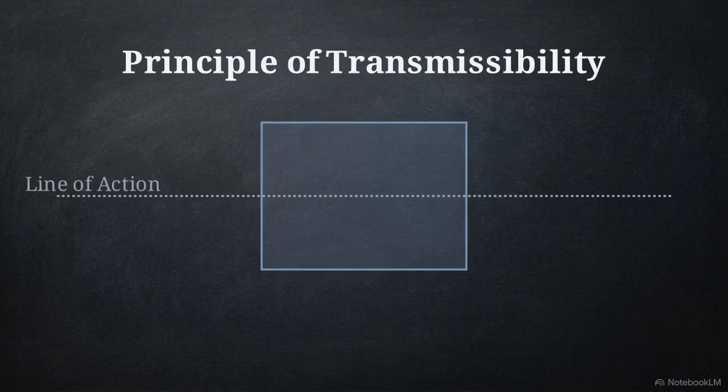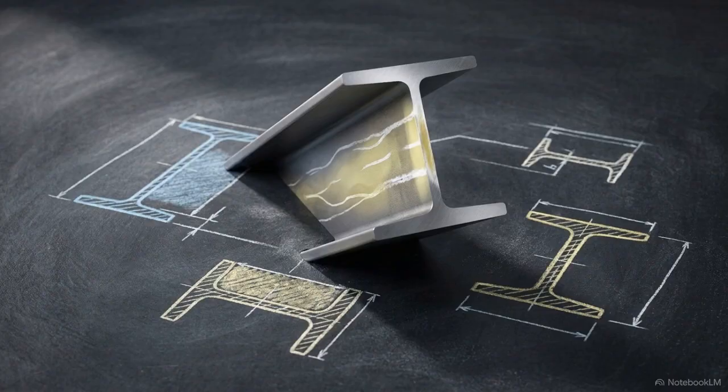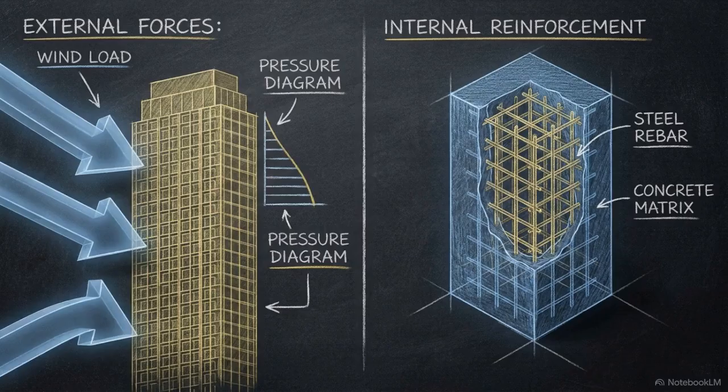This principle states a force can be applied anywhere along its line of action without changing its external effect on the body's state of rest. While this simplification works for external equilibrium, it cannot be used to evaluate internal material stress. Shifting the point of application changes how forces propagate through the structure itself. This creates a fundamental distinction between external forces acting on the structure and internal forces acting within it.